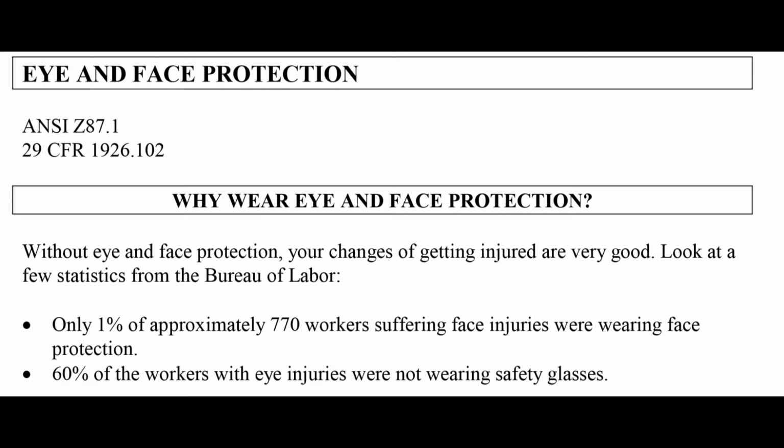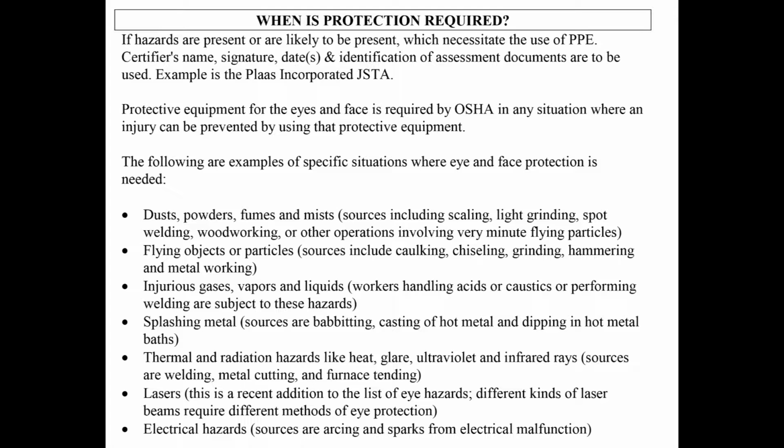When is protection required? If hazards are present or likely to be present which necessitate the use of PPE, the certifier's name, signature, dates, and identification of assessment documents are to be used. An example is the Plaas Incorporated JSTA. Protective equipment for the eyes and face is required by OSHA in any situation where an injury can be prevented by using that protective equipment.